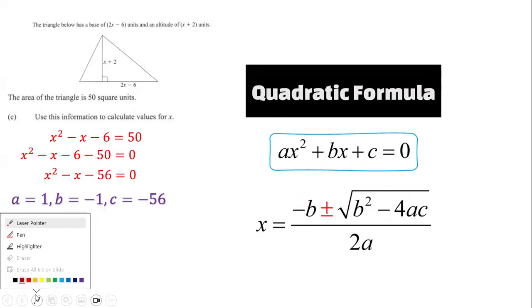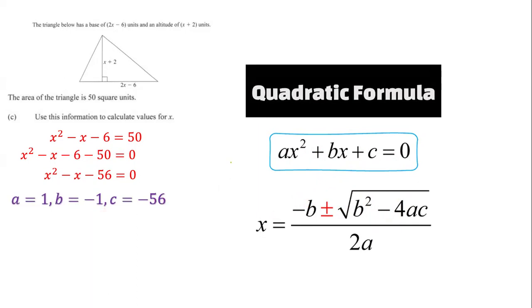And so if we look carefully, a is the number in front of x squared. And so the number in front of x squared here is 1. So that's why we have that 1 is equal to a, because 1 is the coefficient in front of x squared. Next, we have b. b is the number that is the coefficient of x. And so we have here negative 1.